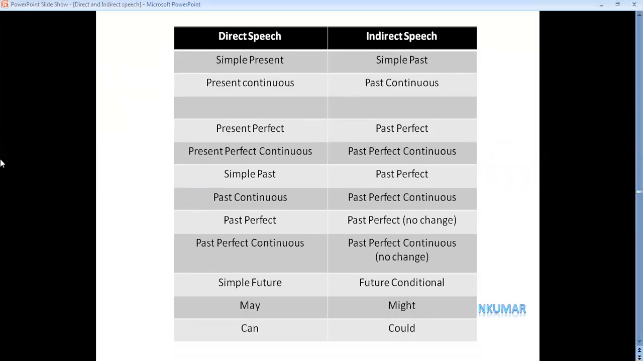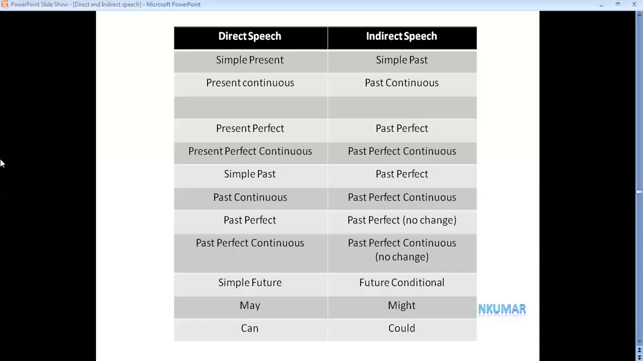See, if the direct speech is in simple present, then the indirect should be in simple past. This entire table comes into play when the reporting verb is in the past tense. Remember that, the second rule. If the reporting verb is in past tense, then only this table comes into play. If the direct speech is in simple present, the indirect should be in simple past. If the direct speech is in present continuous, indirect should be in past continuous. If the direct speech is in present perfect, indirect should be in past perfect. If the direct speech is in present perfect continuous tense, then the indirect should be in past perfect continuous tense.